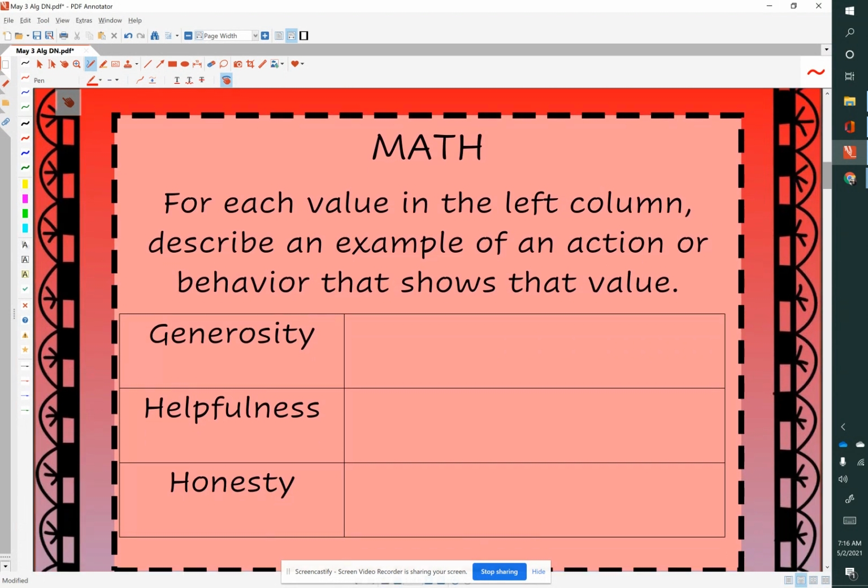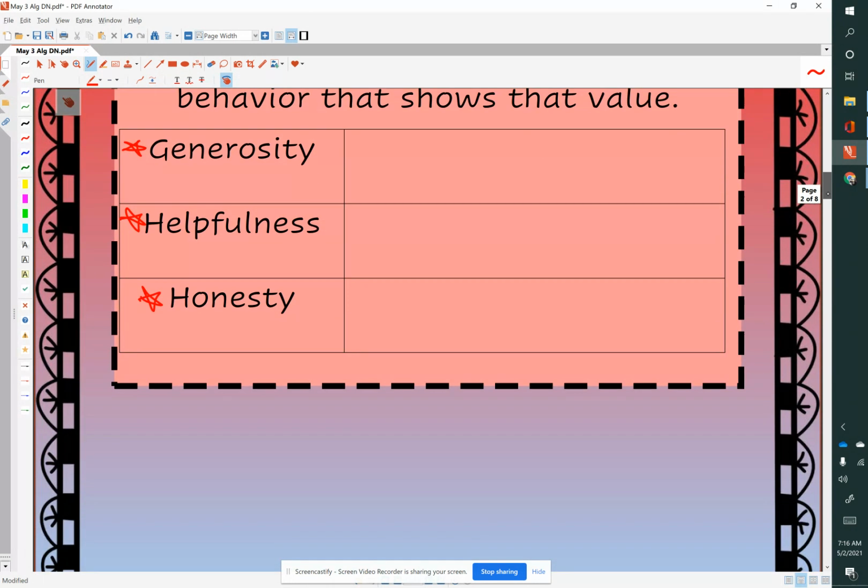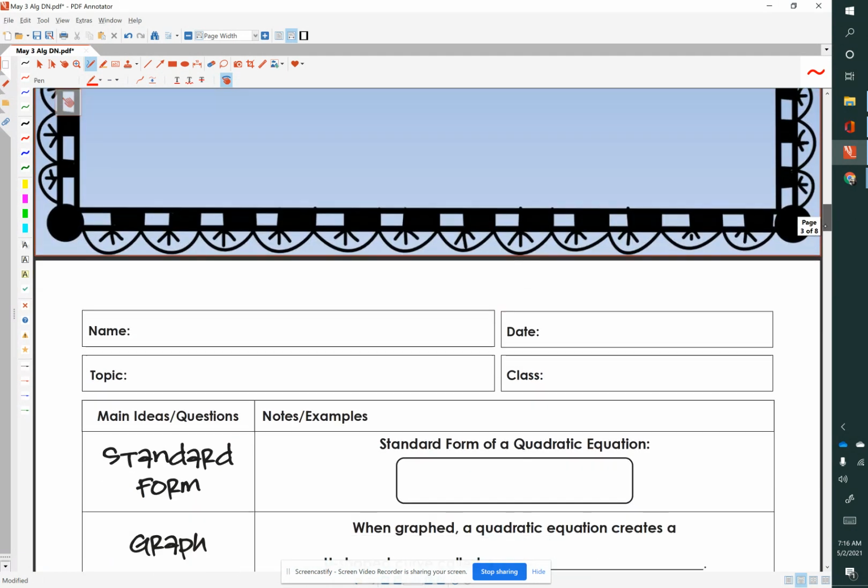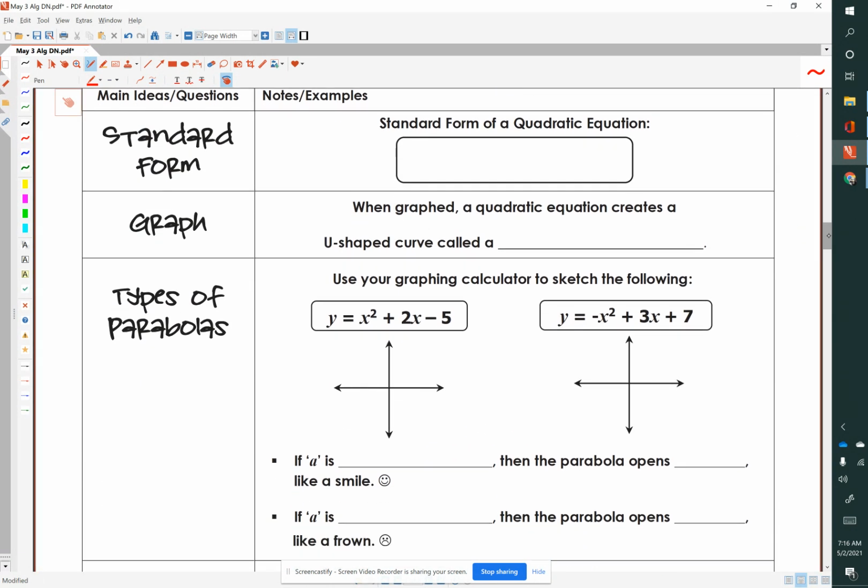We do have a do now. For each value in the left column, describe an example or an action or behavior that shows that value. So describe something to show generosity, helpfulness, and honesty. And I'd love for you to take a minute and fill those out now. So let's get started with our lesson.